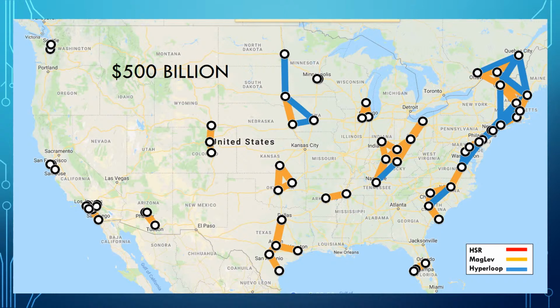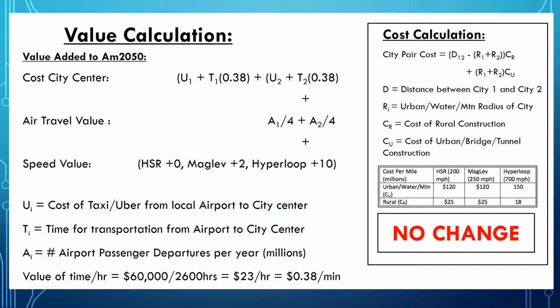With high-speed rail transportation like maglev and hyperloop, we also need to consider competition with airline travel and add value to city pairs accordingly. To account for this, I added value for the transportation to each city center with addition of value for higher speeds. I also considered each city's airport traffic. Notice that the cost equation did not change.